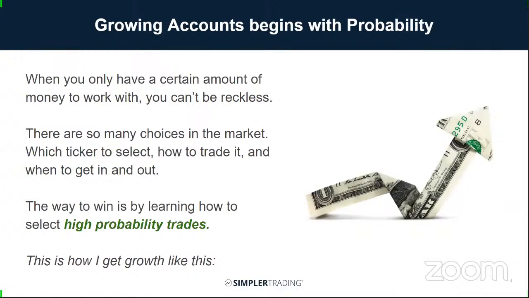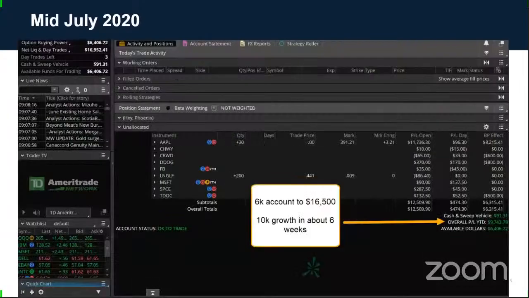Let's start with the obvious. When you're growing a small account, you absolutely have to work on selecting high probability trades. If you cannot select high probability trades, everything else is not going to matter, because especially when you only have a small amount to work with, you really have to make sure you're getting it right. So I use my method to multiply accounts like this. This is an example of an account that I started trading in June. It was initially a $6,000 account.